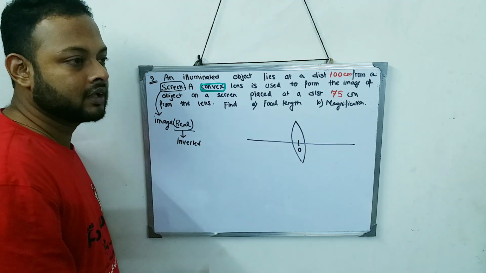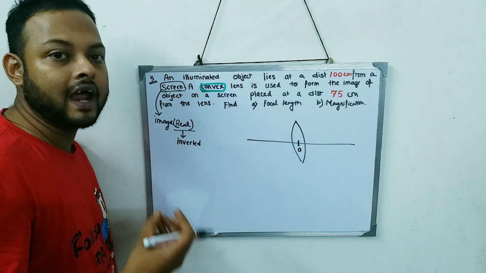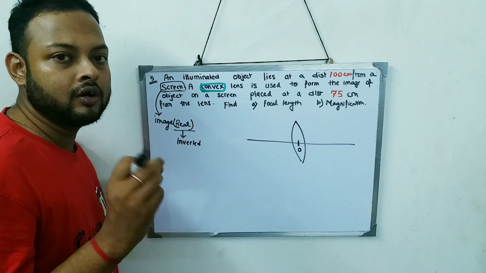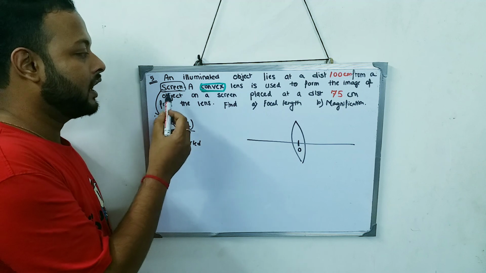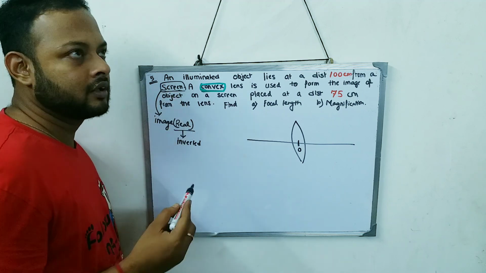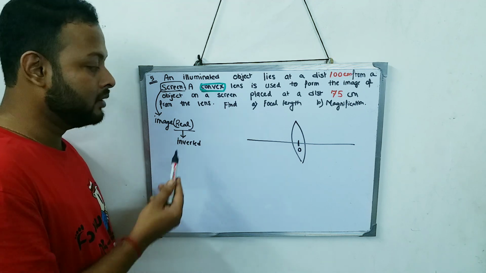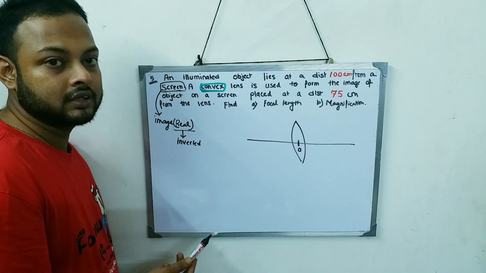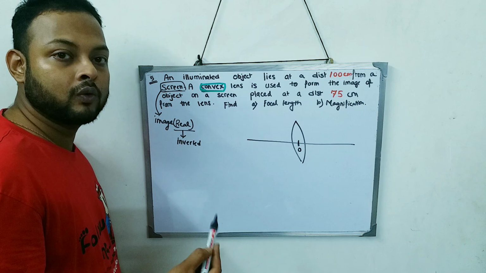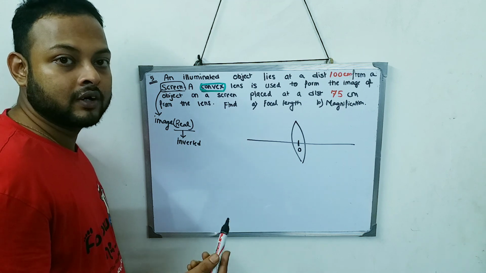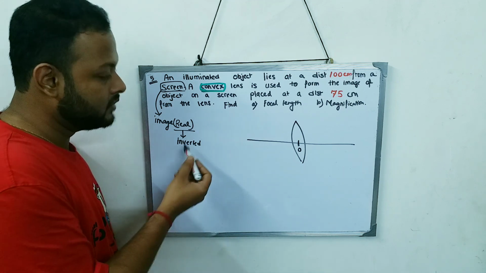In the question, many things won't be directly told to you, but you have to decode the question. I am obtaining the image on a screen. Screen means the image is there, and the kind of image obtained on the screen is a real image. And real images, whether inverted or erect, are always inverted in nature.